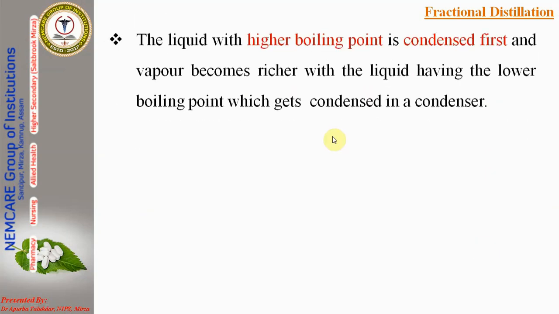The liquid with the higher boiling point is condensed first, and the vapor becomes richer in the liquid having the lower boiling point, which gets condensed in the condenser.